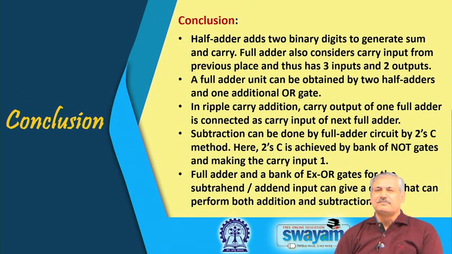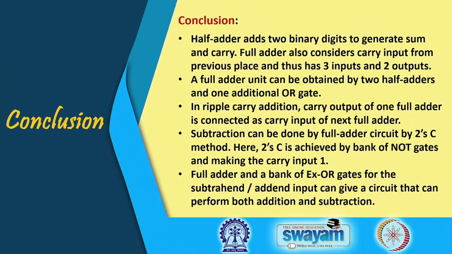So, to conclude, half adder adds 2 binary digits to generate sum and carry. Full adder also considers carry input from previous place and thus has 3 inputs and 2 outputs. Okay. A full adder unit can be obtained by 2 half adders and 1 additional OR gate. In ripple carry addition, carry output of one full adder is connected as carry input of the next full adder. And subtraction can be done by full adder circuit by 2's complement method.